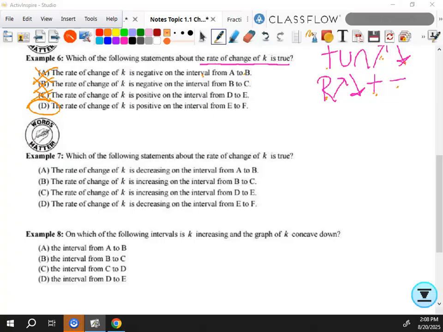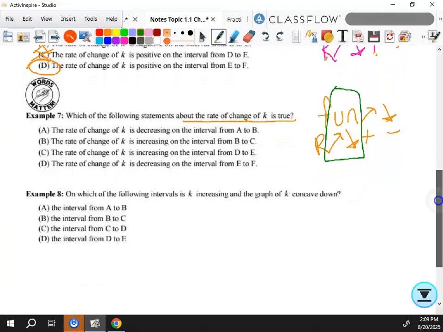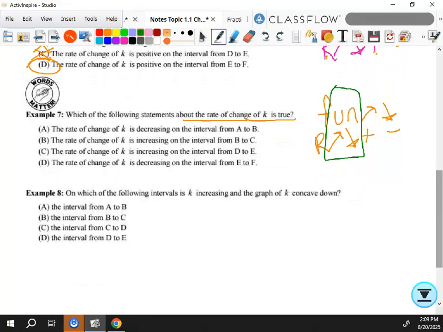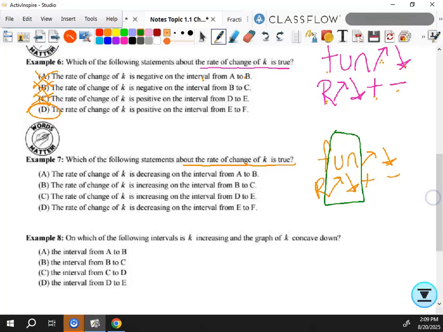All right, let's talk about these. Which of the following is true about the rate of change? So I'm going to need my fun chart again. Okay, the more you write it, the less you have to think about it when you need it and you haven't used it in a while. Okay, so we're talking about rate of change increasing or decreasing. So this time I'm using this part of the chart. So now I'm looking at concavity. If my rate of change is decreasing, then it should be concave down. So when I go from A to B, is the function concave down? No, so we don't like that one.